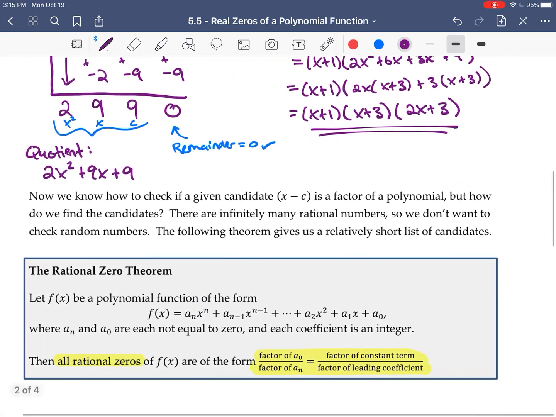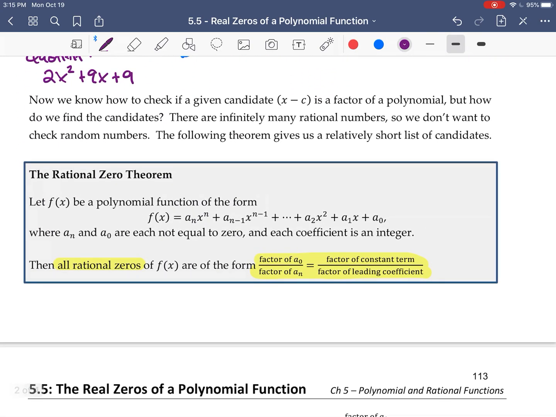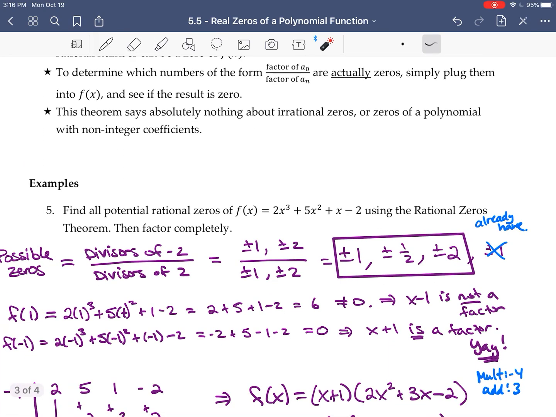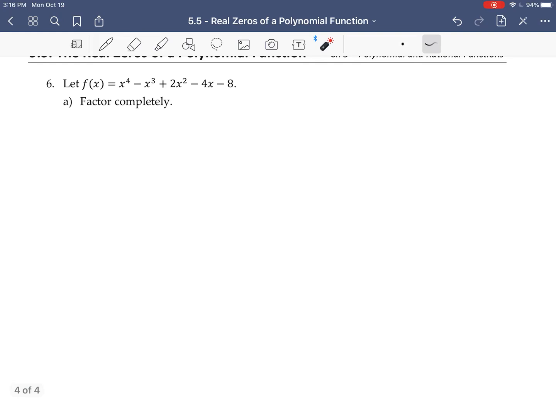Now we're going to use the rational roots theorem to factor a fourth degree polynomial. Remember, in order to use this, we need integer coefficients, so all the coefficients of our polynomial are integers, and the constant term is not 0, otherwise we can factor out an x before we do this. Then all rational zeros are the factors of the constant term divided by the factors of the leading term. Let's use that to try to factor this polynomial in example 6 here.